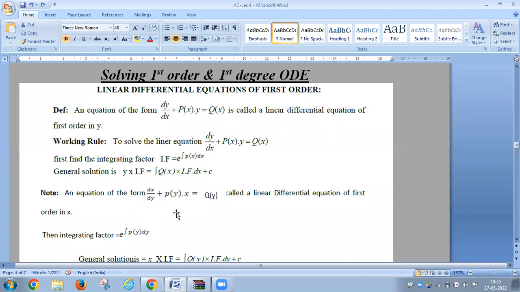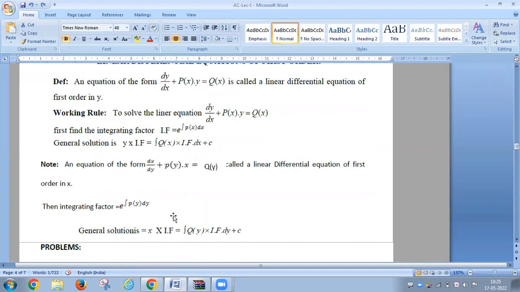Sometimes the differential equation will be in this form also: dx by dy plus p into x equal to q, where instead of dy by dx, here we have dx by dy, plus p into x equal to q, where p and q are functions of y. In this case the integrating factor will become e power integral p dy.